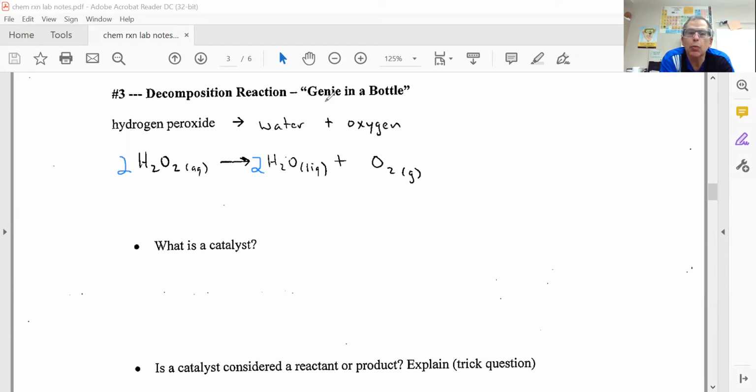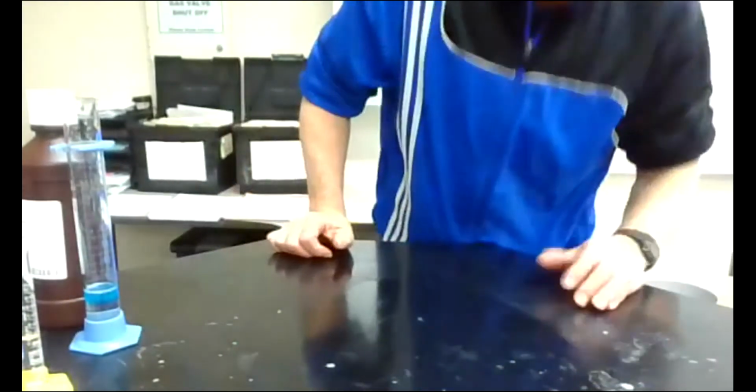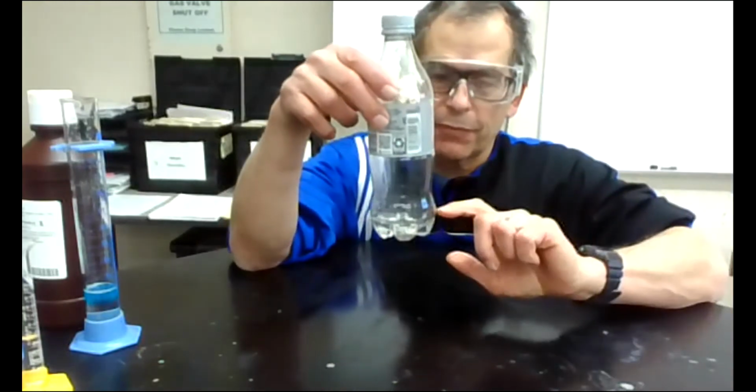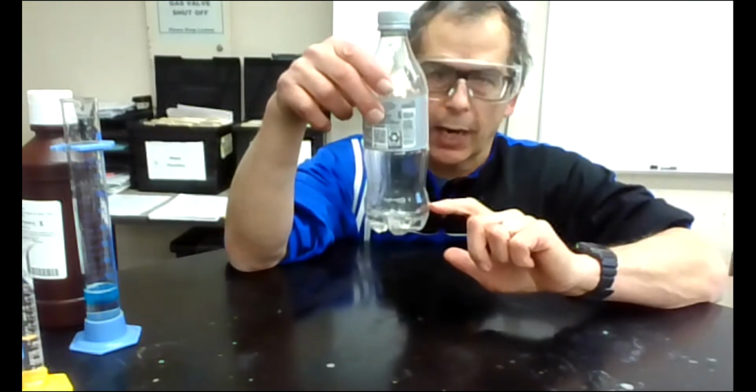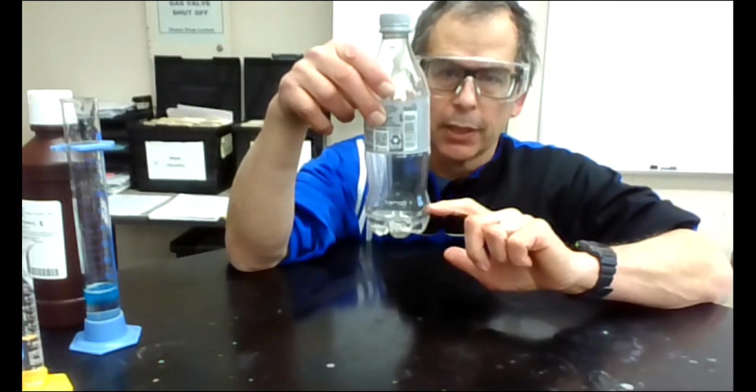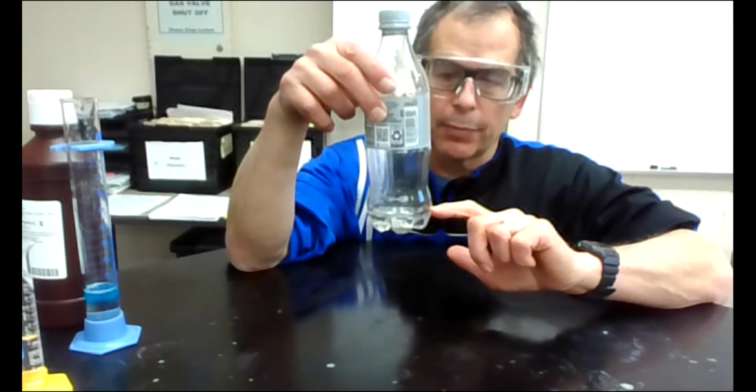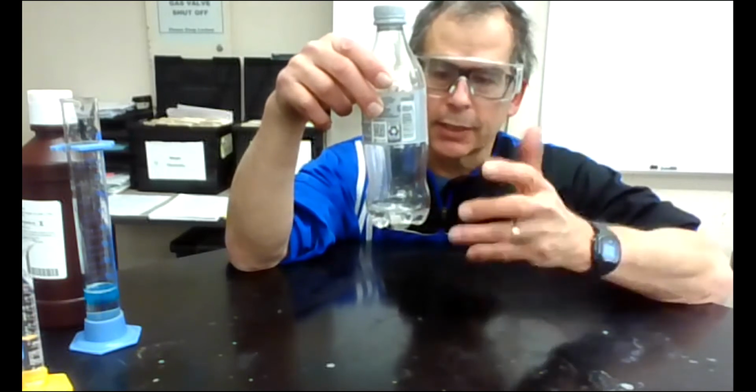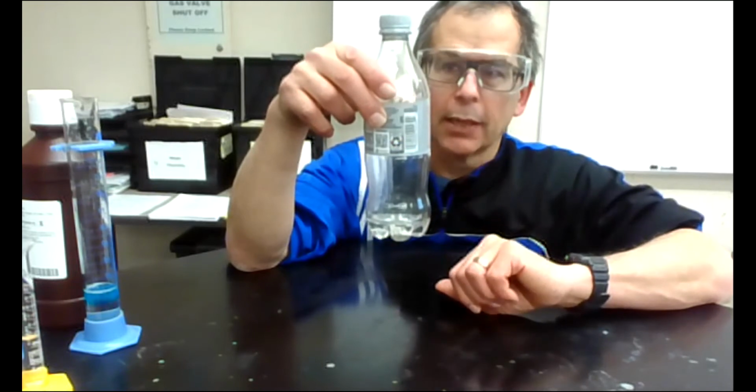I'm going to switch away from the screen share and get a better view of this. Move this back down here. So for reaction 3, I have the genie in a bottle one. I need to get a little closer like this. I have a bottle which has about 15 milliliters of 30% hydrogen peroxide. The stuff you get in the store is only 3%, so 10 times stronger. But then I did dilute it with about 15 milliliters of water. So in essence, it's about 15% hydrogen peroxide.